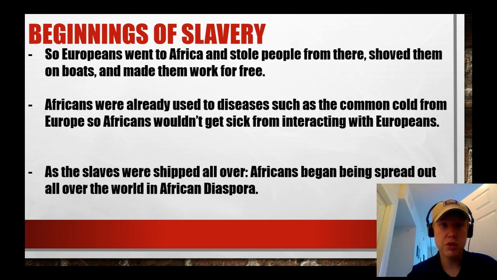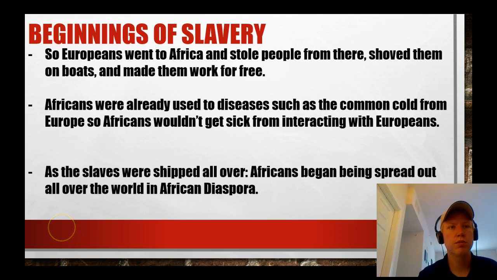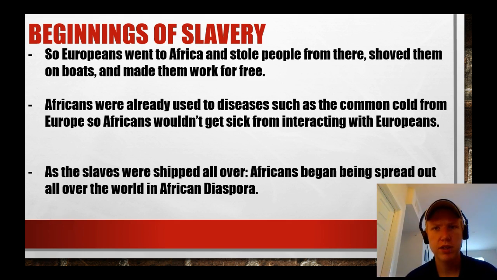Okay, so we get to our beginnings of slavery. Let's be frank about slavery. Let's be real about this. Europeans went to Africa and stole people from there to work, basically. Europeans needed free labor. They needed people to work in America for free in order to get these resources. So they went to Africa, stole people from Africa, put them on boats, and made them work for free. Some of these conditions were the worst. They were some of the worst things in the entire world.